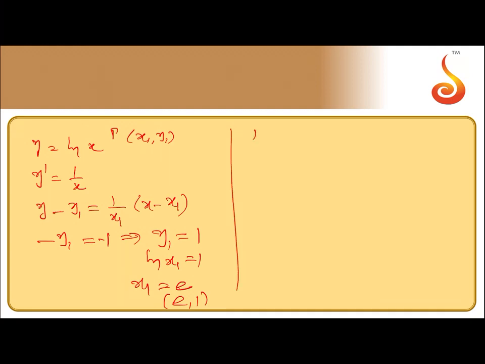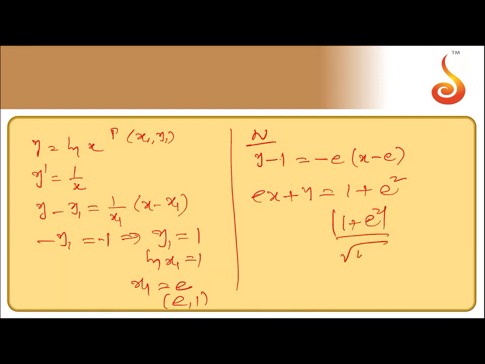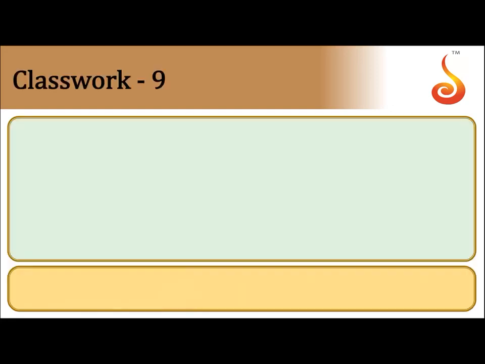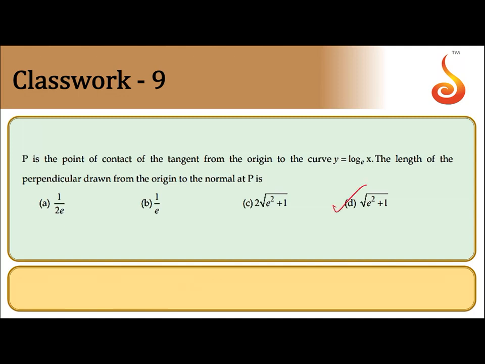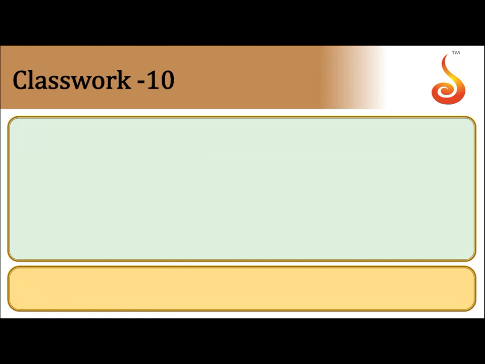And therefore the slope is equal to 1 by e, and the normal to the line is given by y minus y1 is equal to minus e multiplied by x minus x1. So therefore ex plus y is equal to 1 plus e square. The perpendicular distance from origin to the line is modulus c divided by root of e square plus 1, and that is equal to root of 1 plus e square. So the answer is root of 1 plus e square.